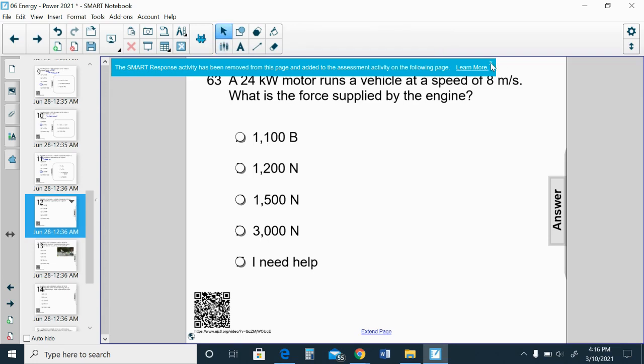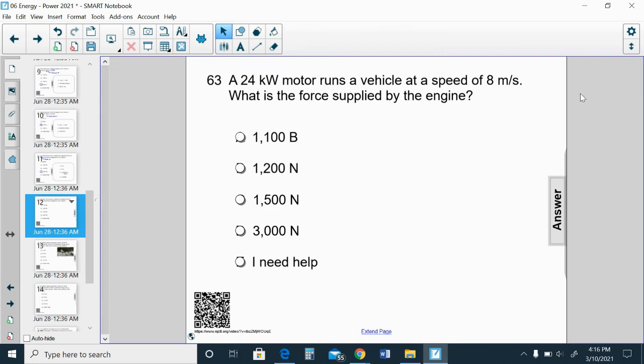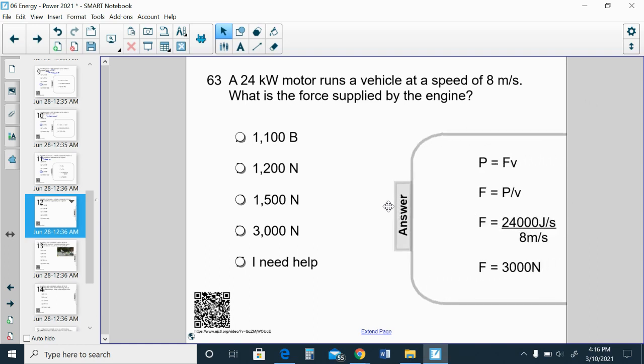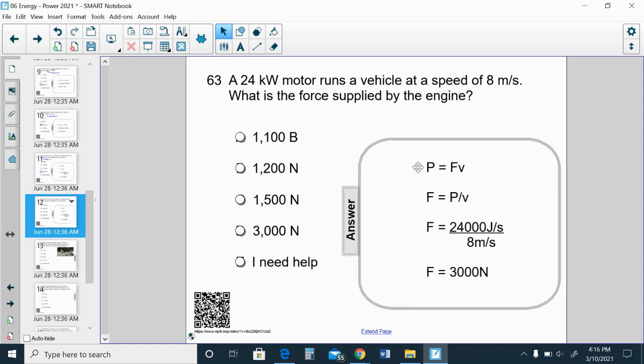A 24 kilowatt motor runs a vehicle at a speed of 8 meters per second. What is the force supplied by the engine? Again, you can use the expression power equals force times velocity. Rearrange it to solve for force is equal to power divided by velocity.